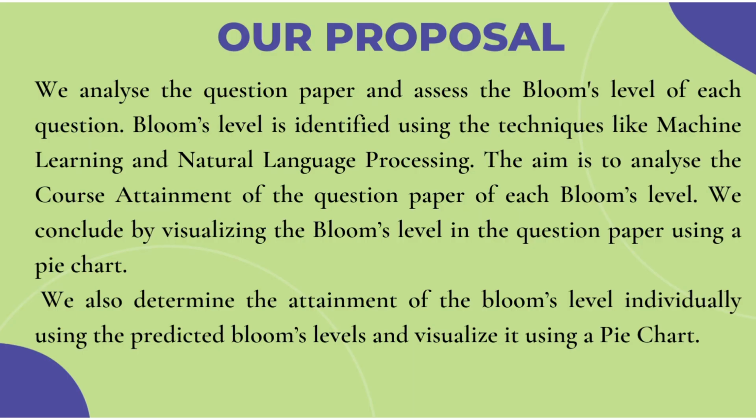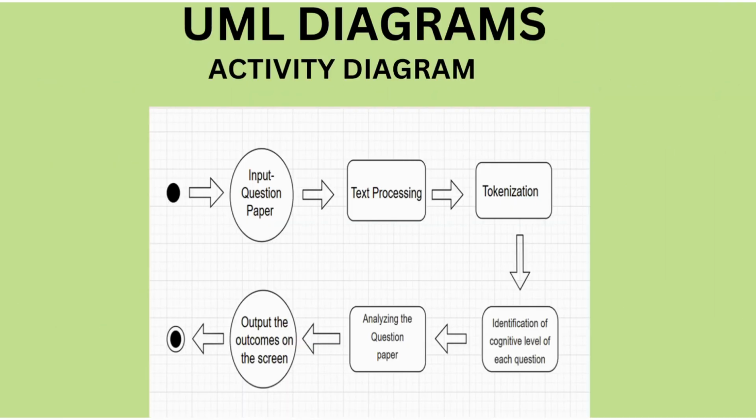Our proposed system aims to address the limitations of the existing system by using natural language processing and machine learning. We will determine the Bloom's level and visualize it using a pie chart. To better understand the scope of the proposed system, let's look at the activity diagram. The flow of work from one action to the next can be seen by using the activity diagram. It emphasizes the presence of flow and the sequence in which it takes place.